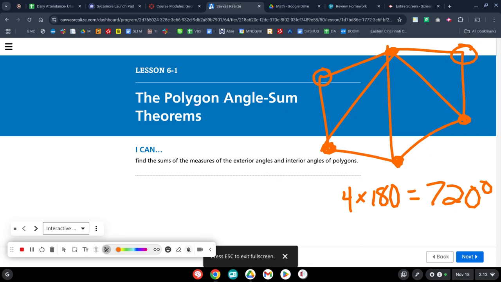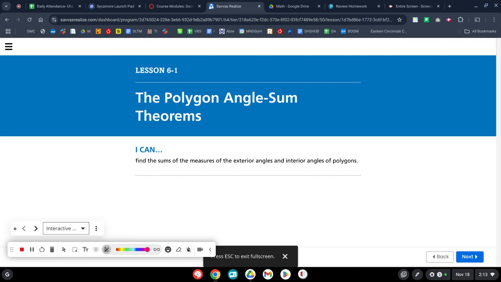So hopefully you've now deduced that the sum of the interior angles in an n-gon is n minus 2 times 180.